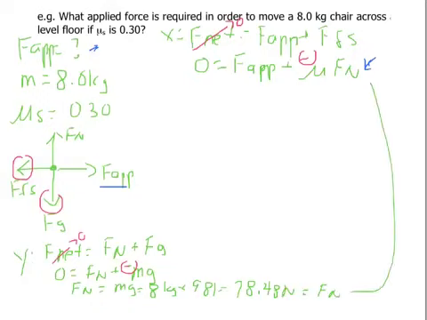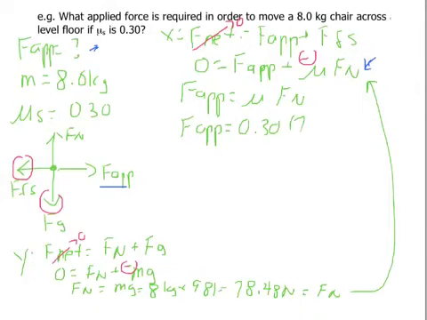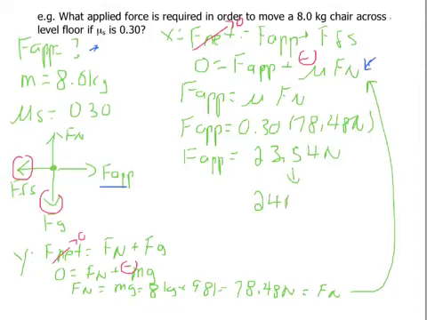Now we can go back up here and substitute. And we can rearrange for F app at the same time. So F app equals mu Fn. F applied is 0.30 times 78.48 newtons that we just figured out from our y direction. So then our F app, once we calculate this, is 23.54 newtons, or 24 newtons to the right.